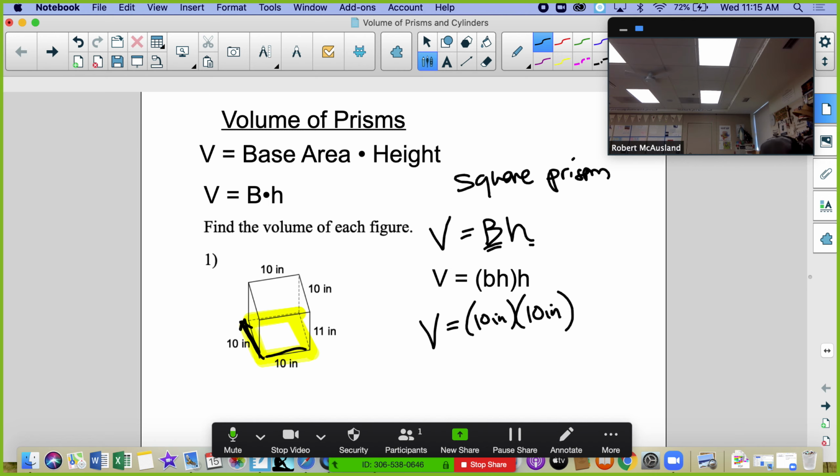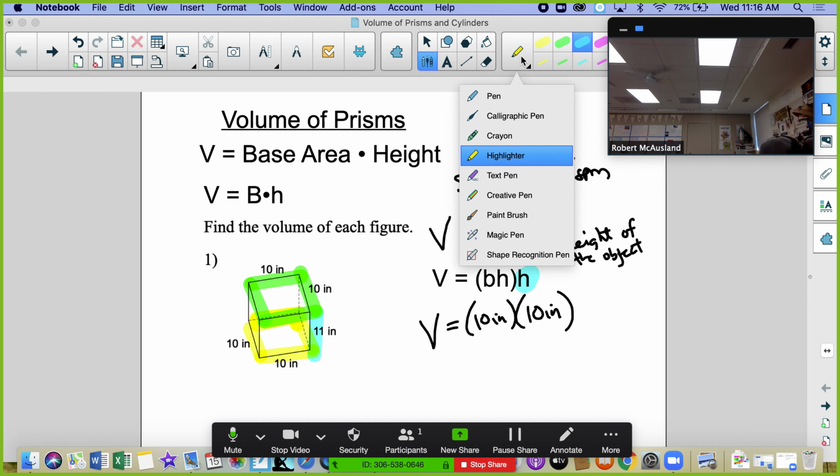And that's the height of the base. Now the secondary height always needs to be understood as the height of the object, or the distance between the two bases. We know that our two bases, that's our top base, and this would be considered our bottom base. So the height is going to be the distance between those two bases. So that height is going to be 11 inches.